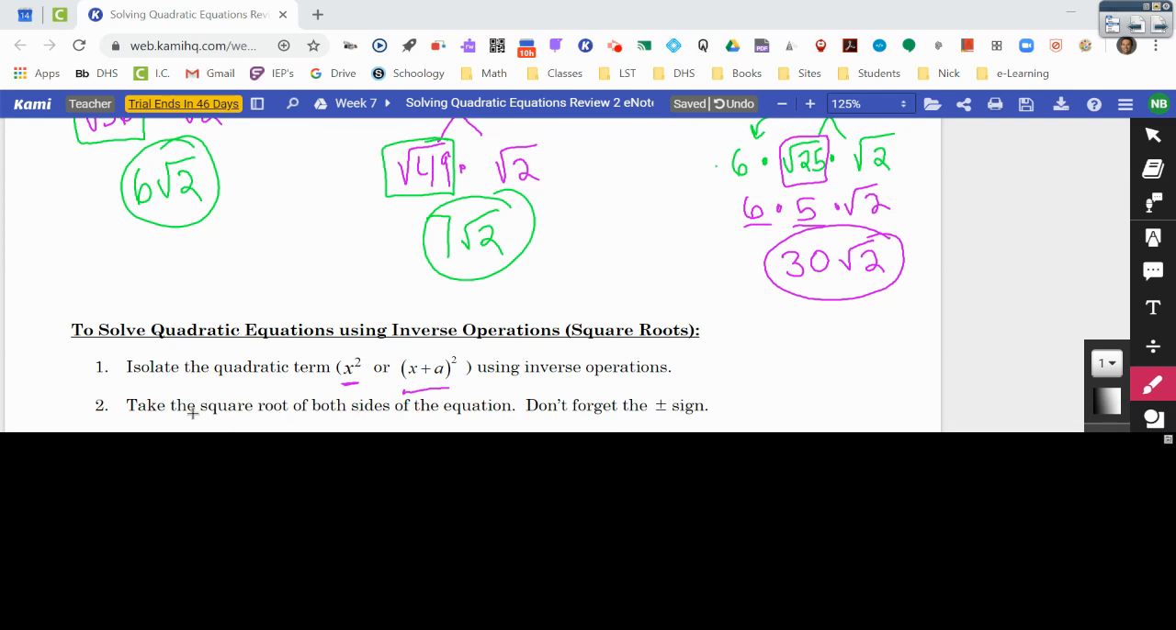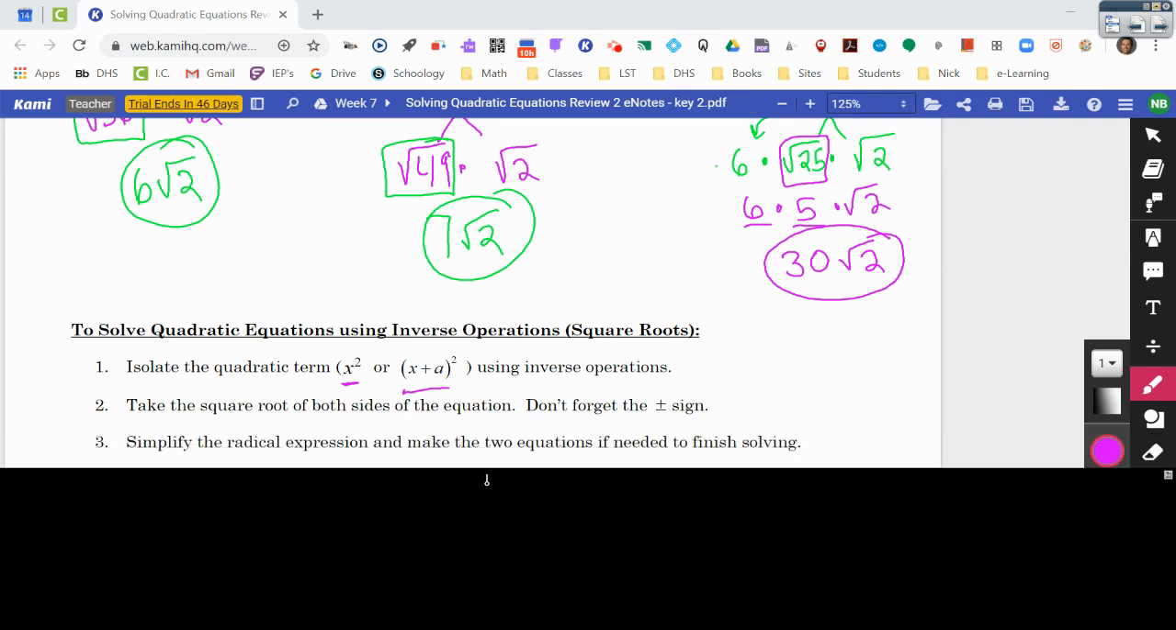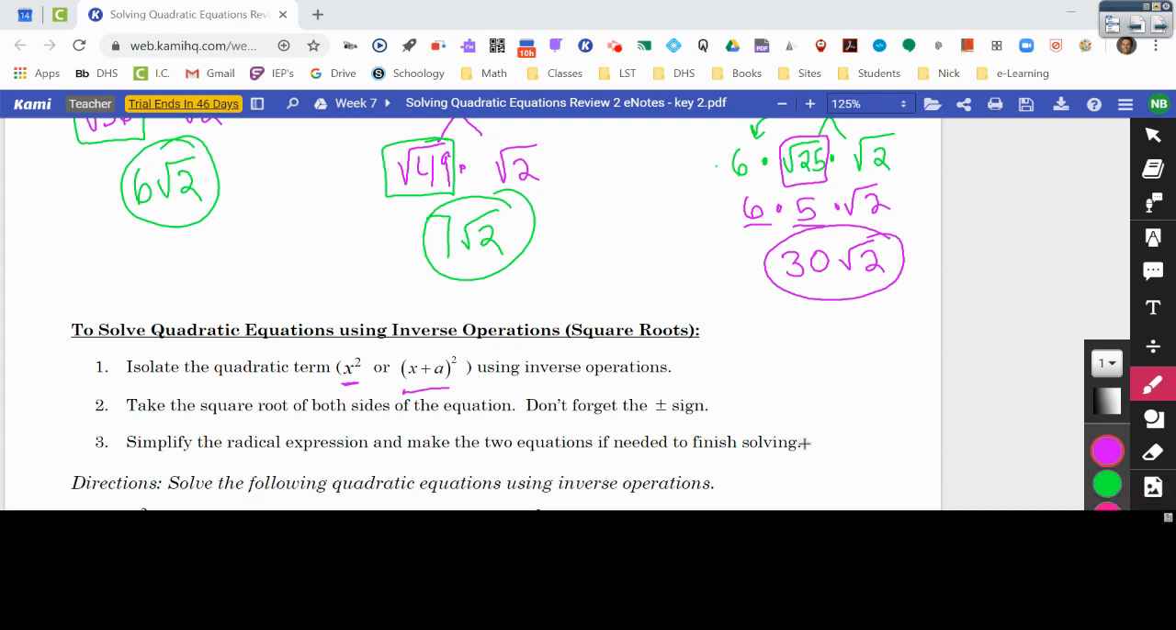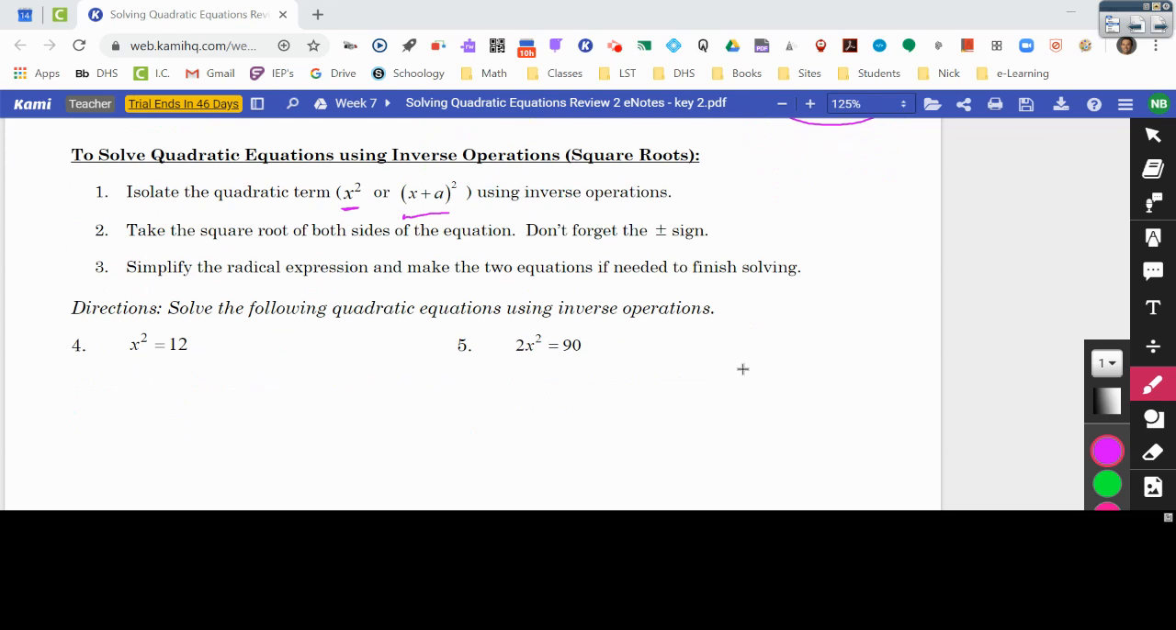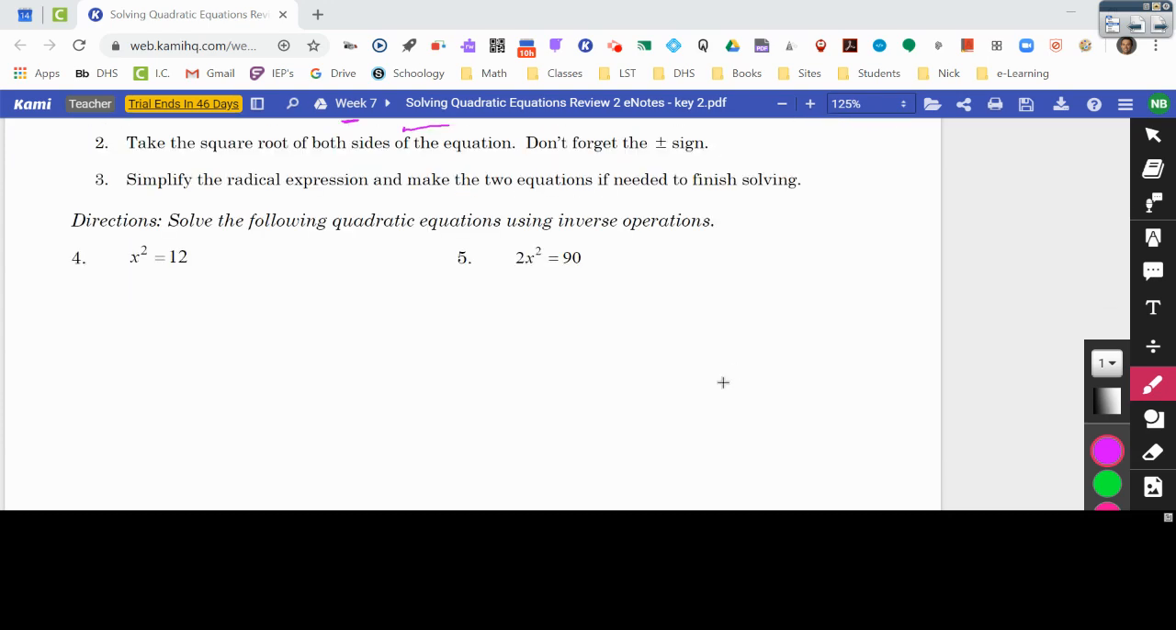All right, and then we're going to take the square root of both sides of the equation, and don't forget that plus or minus sign, right? Because it is a quadratic, because it has a degree of 2, I have 2 solutions. All right, and then we're going to simplify the radical expression and make the 2 equations, if needed, to finish solving the problem out. All right, so the directions again say to solve the following quadratic equation using inverse operations.